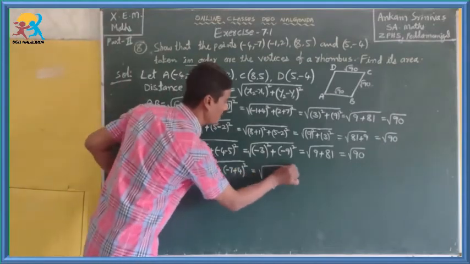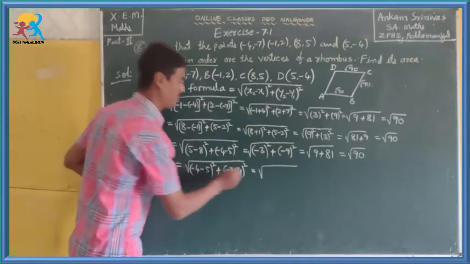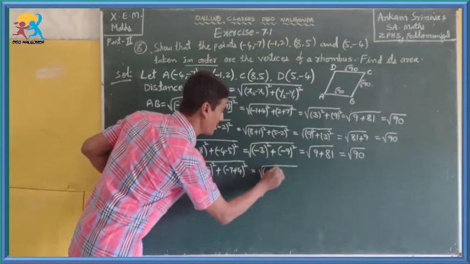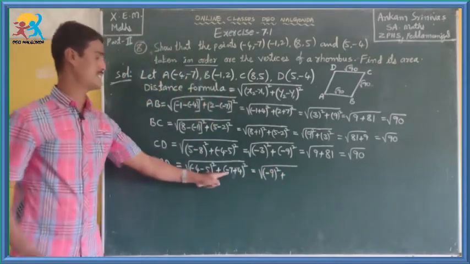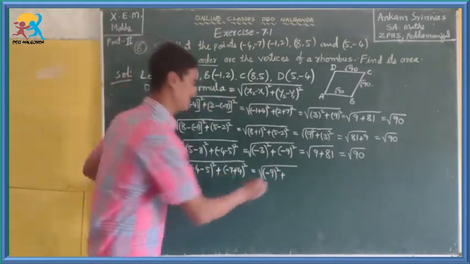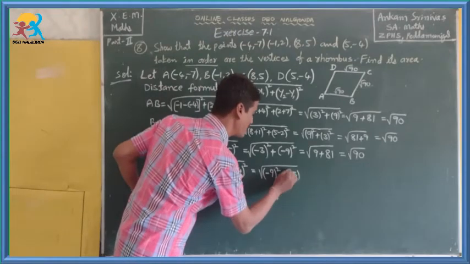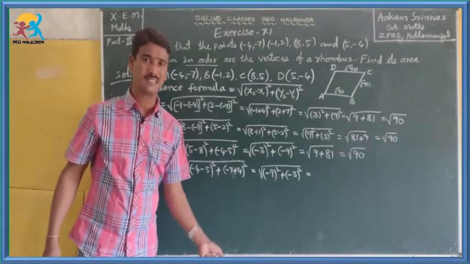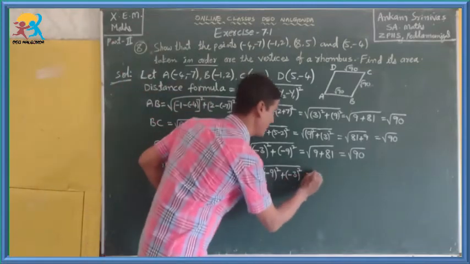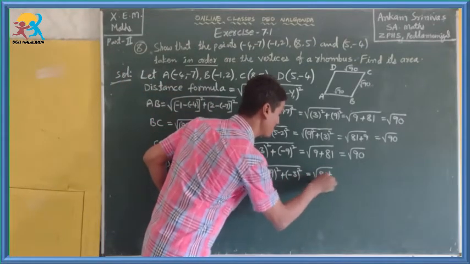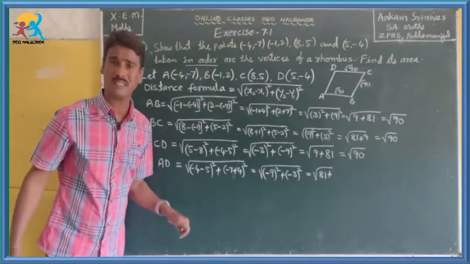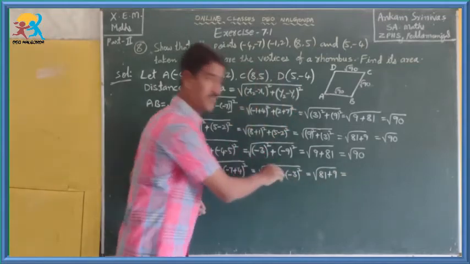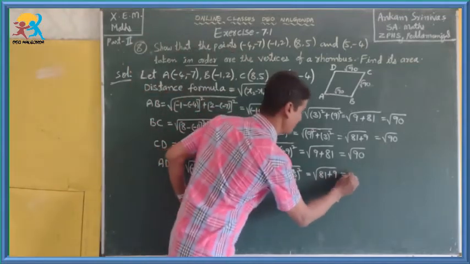Then square root of minus 4 minus 5, how much? Sum of negative numbers, a negative number, minus 9 whole square. Now minus 7 plus 4 is minus 3 whole square, and minus 9 whole square, how much? Very good, 81 plus minus 3 whole square, how much? 9. So 81 plus 9 is 90.